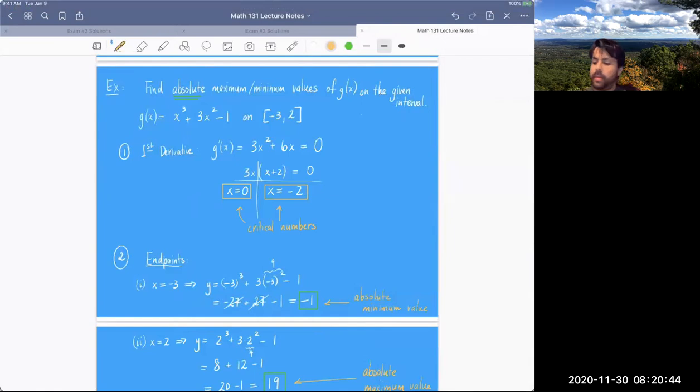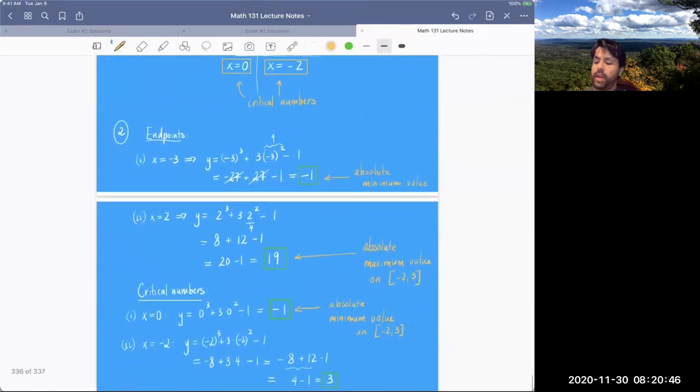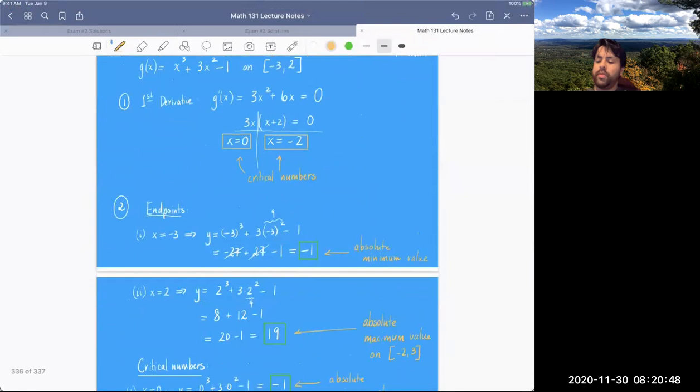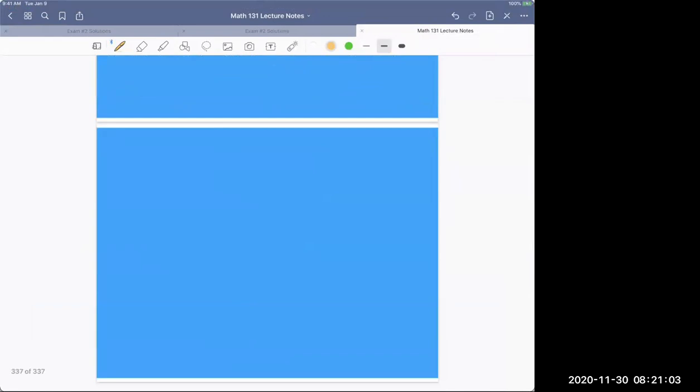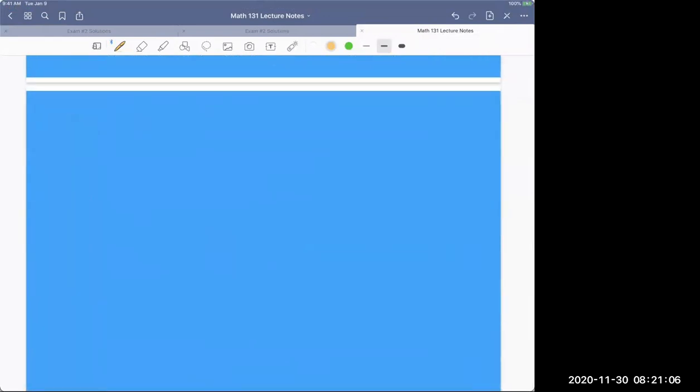Okay, so that's the way this goes, guys. Critical numbers, endpoints, y values. Which is the biggest? Maximum, absolute maximum. Which is the smallest? Absolute minimum. Straightforward, right?